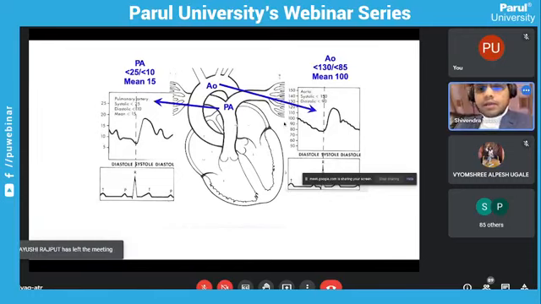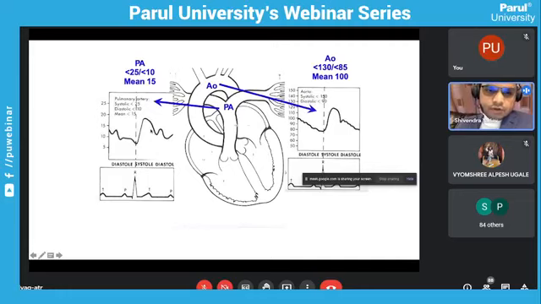Again, the pulmonary artery and the aorta, both great arteries, the pressure waveform is similar, but you see the scale. This is at 25 scale and this is at 150 scale, and a notch is present on both pressure waveforms. This is because of closure of the pulmonic valve, and this is because of closure of the aortic valve.